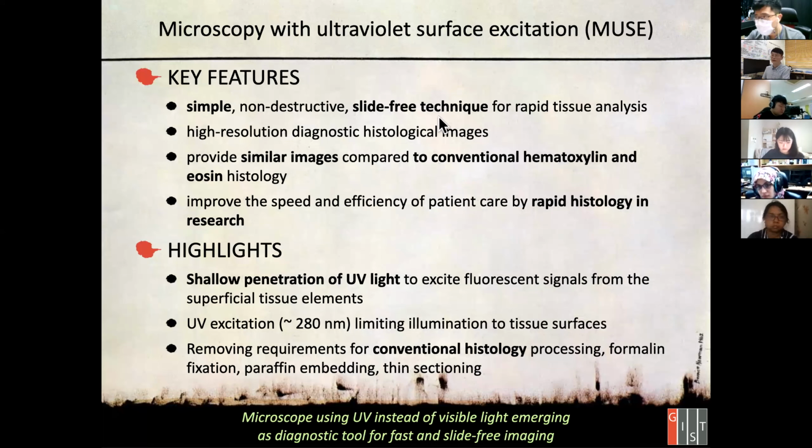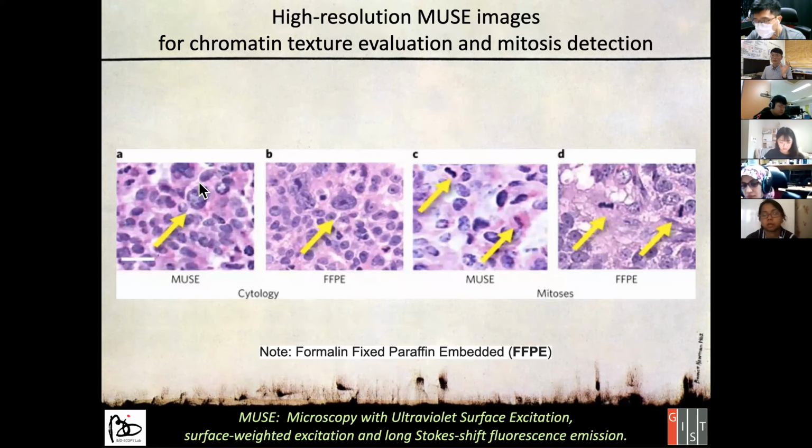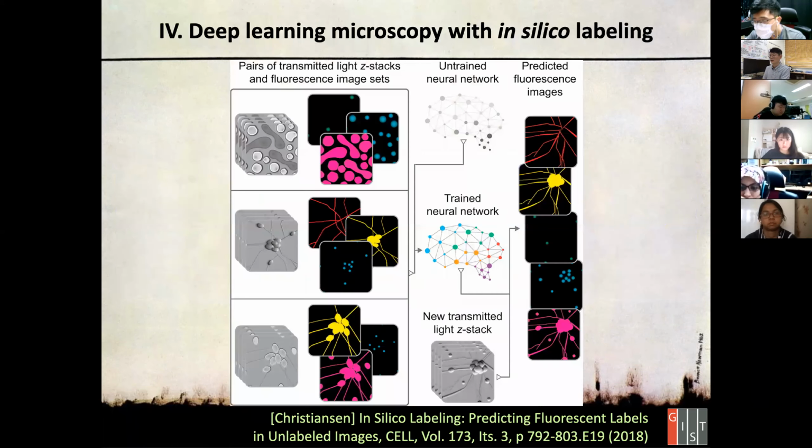So it's slide free, and you can even convert it into conventional H&E, hematoxylin and eosin histology, but you give even more contrast. And this becomes very rapid histology in research. So this example of MUSE looks almost like H&E in the hospital, and this is the hospital. FFPE means formalin-fixed, paraffin-embedded. So that's typical tissue processing in the clinic. And it's almost very much similar. That's the point. And it came out in Nature Biomedical Engineering recently.